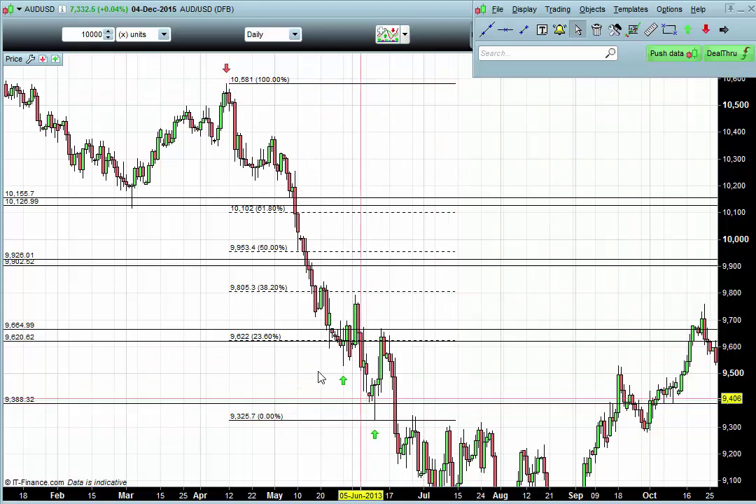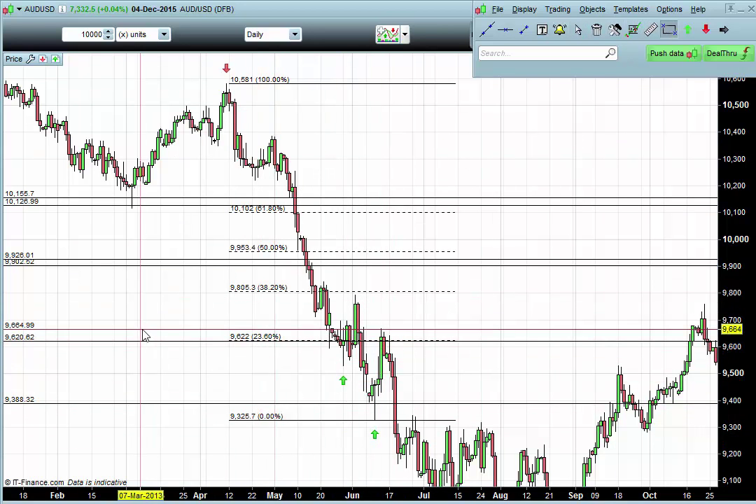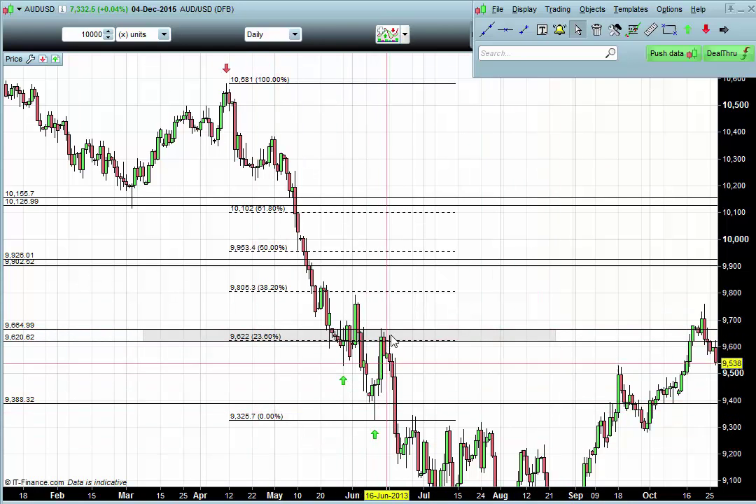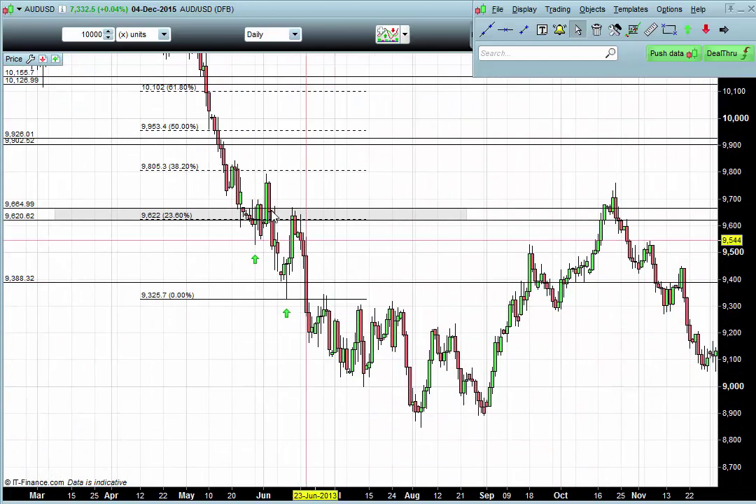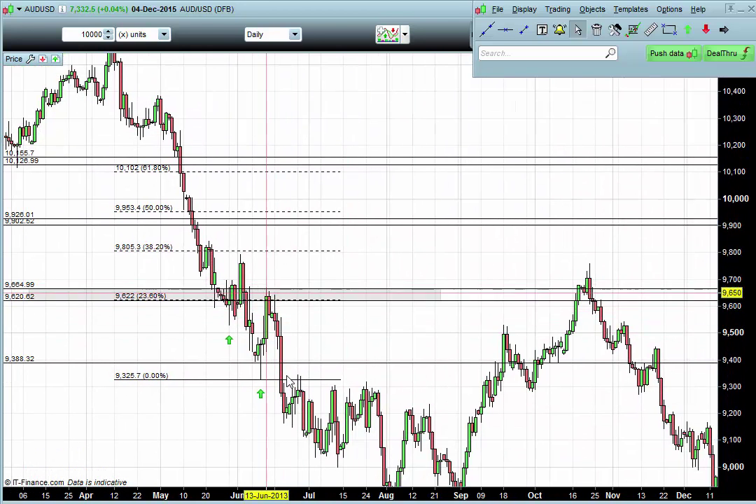Okay, so the market comes down, pulls up. You can already see we've got our daily support and resistance level right here. The market then pulls back into the 23.6 level of Fibonacci. Then you get a couple of signals here, and the market falls away once again. So that could be your reversal right here.